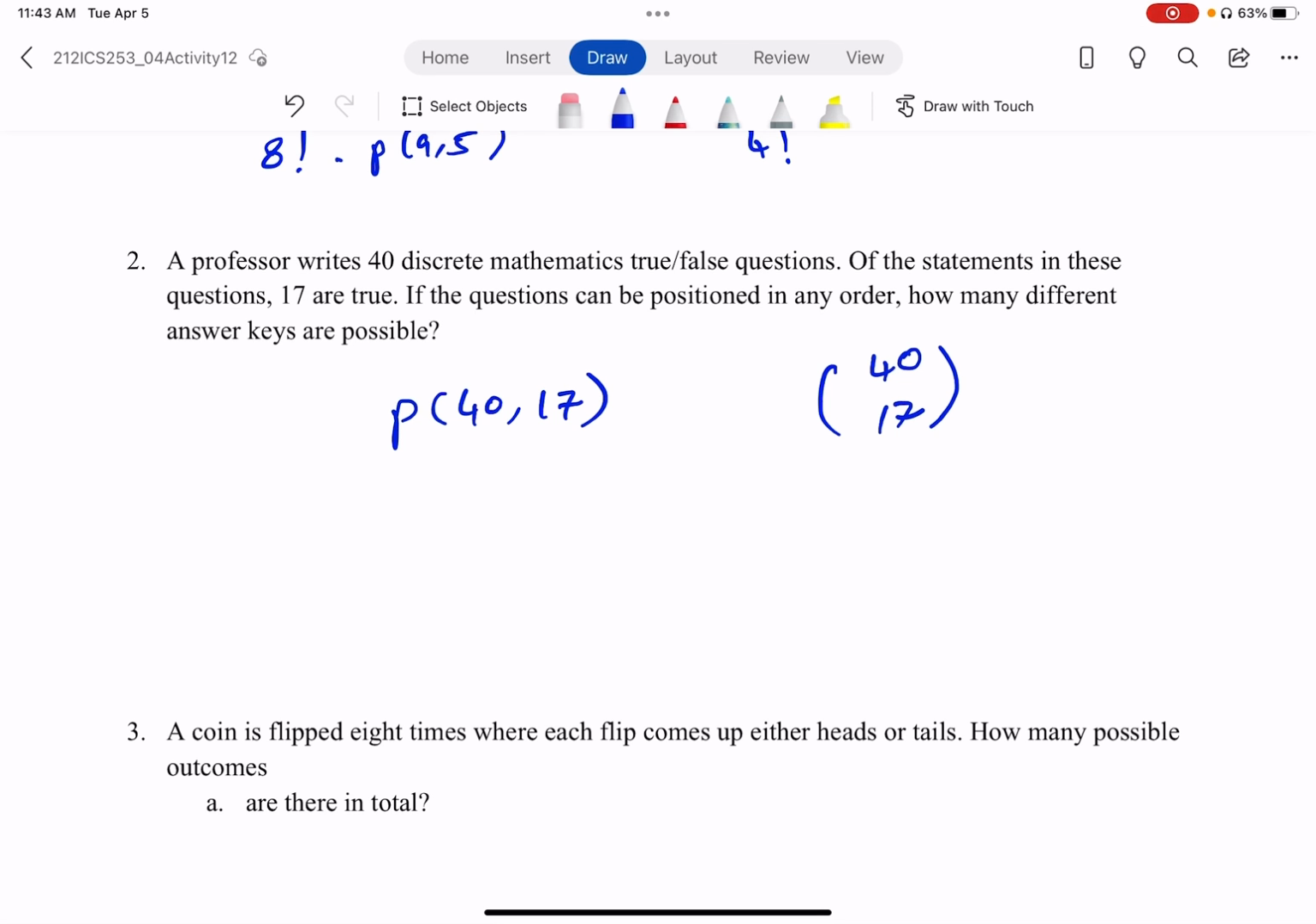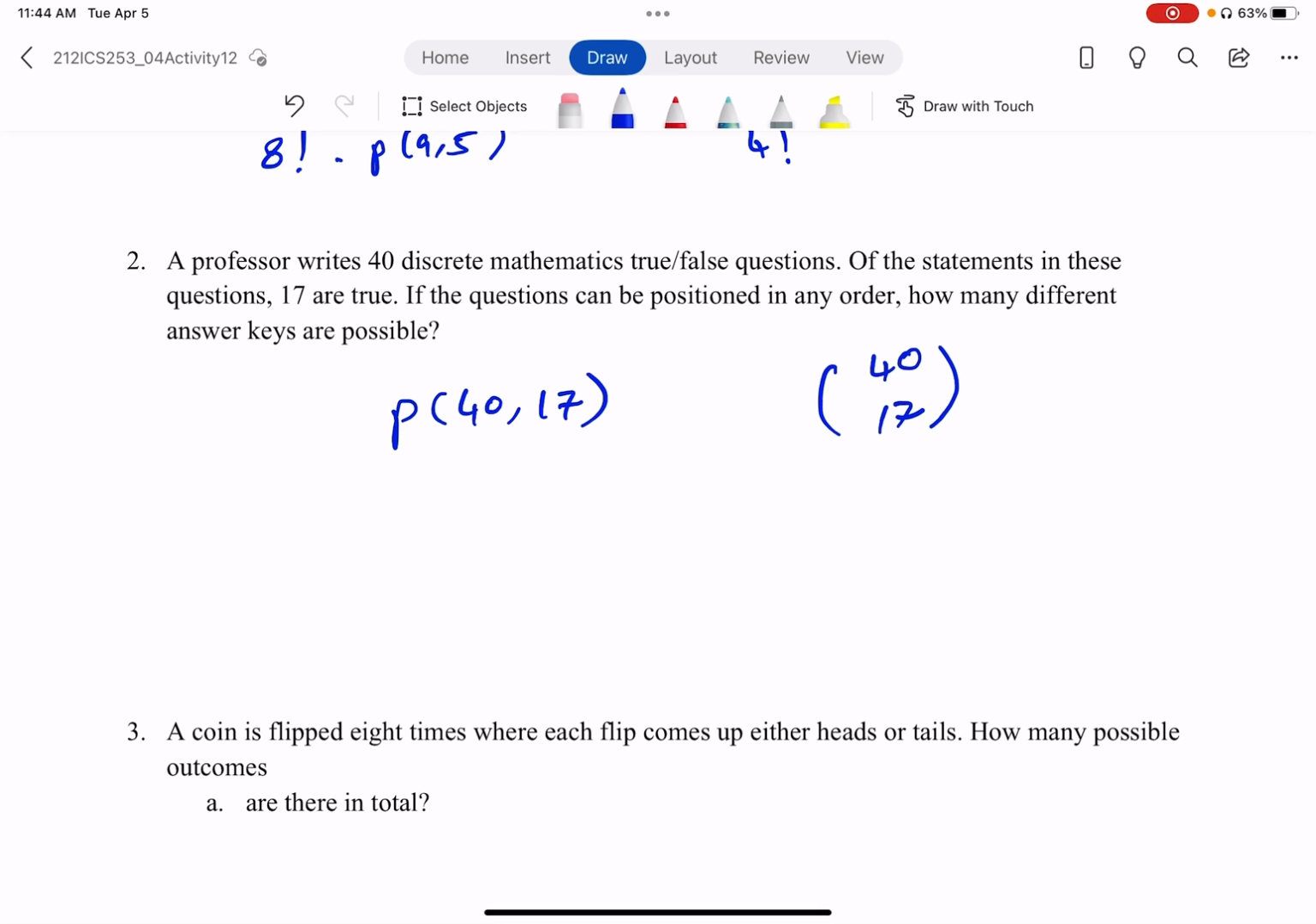Why did you choose 40 choose 17? Because the slide says combinations are used for unordered selection. So I think it's the reverse. Here, we are not counting how many ways I can place the questions. We are counting how many ways I can have different answer keys.